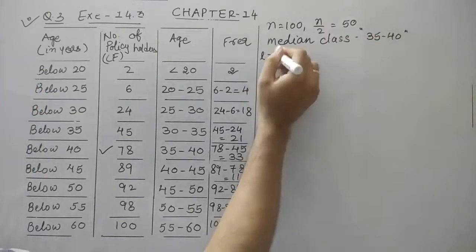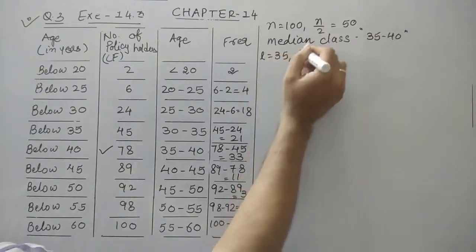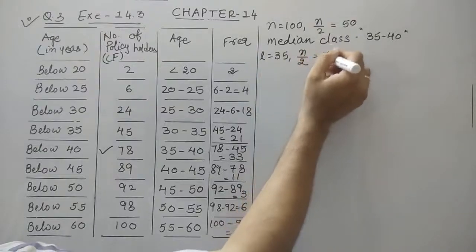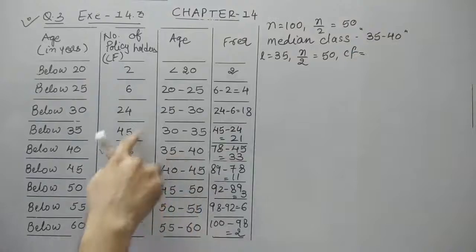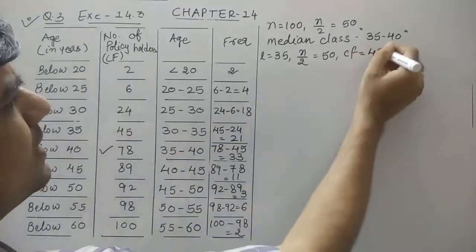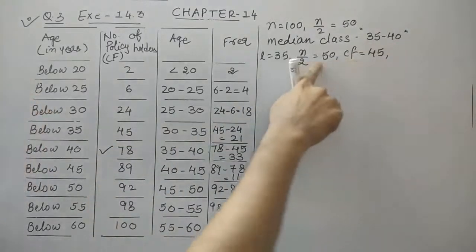So now we'll obtain all the values. L is the lower boundary 35. N upon 2 we have already obtained 50. CF is the preceding value of the cumulative frequency 45, and this value is always smaller than n by 2.